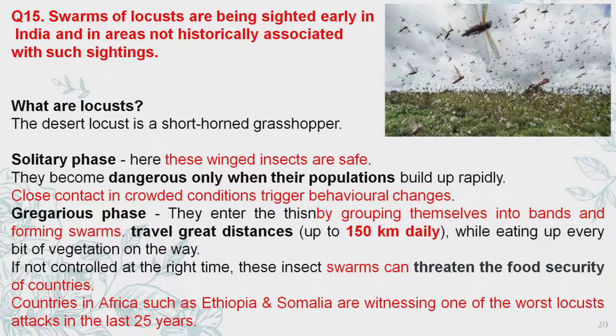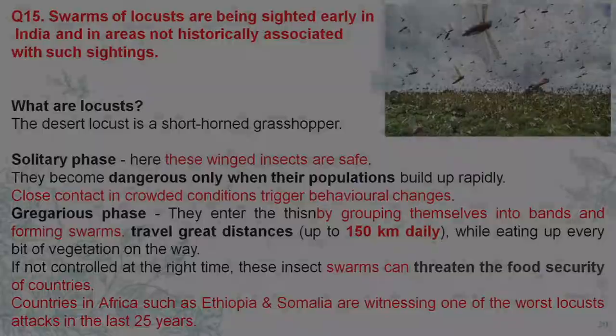These insect swarms can threaten the food security of the country. The countries in Africa like Ethiopia, Somalia, for the last 25 years, have been suffering from locust attack. So that's a small introduction regarding locusts. In the solitary phase, it's not dangerous. But when they move in bulk, it is a dangerous weapon to eradicate the green cover of the earth, thereby threatening food security. Africa is always troubled by this issue.